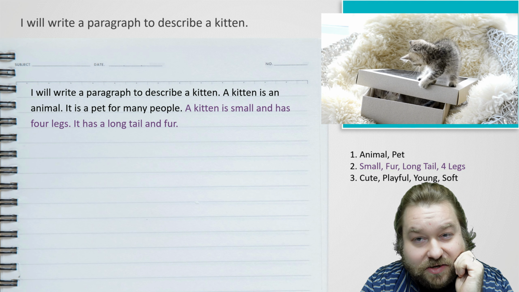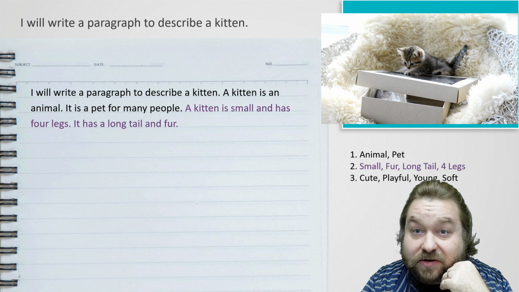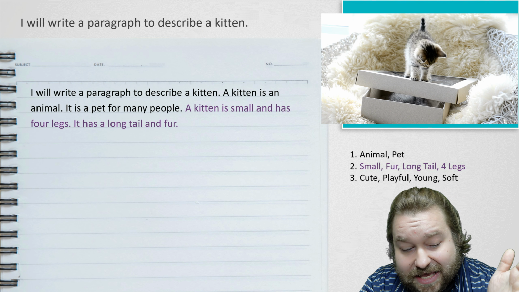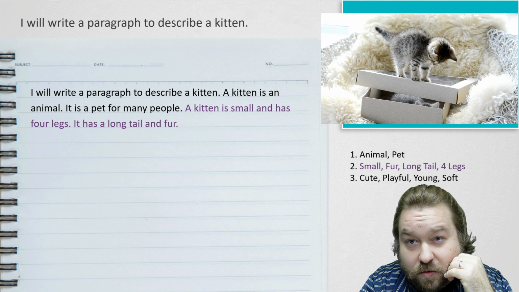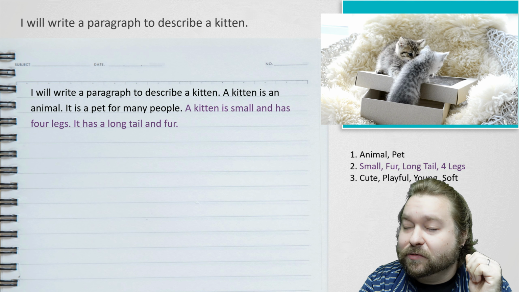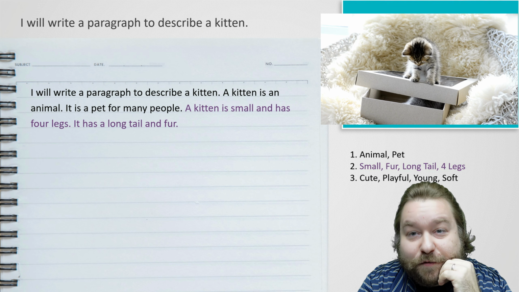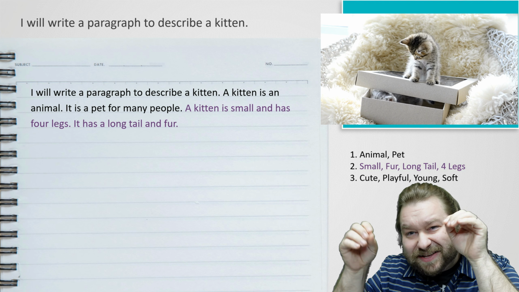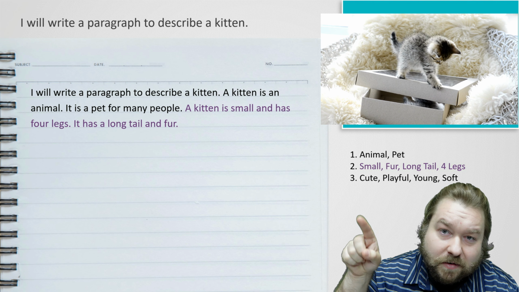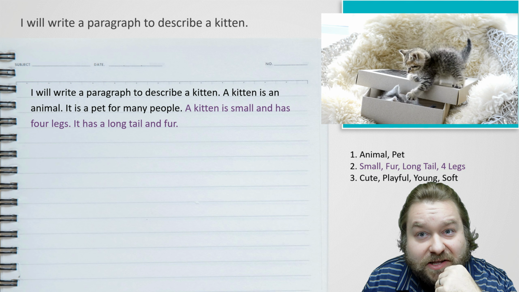Small and 4 legs go together, kind of, right? Long tail and fur, those seem to go together, so I made those into separate compound sentences. A kitten is small and has 4 legs. It, the pronoun again, has a long tail and fur. See, we're just fitting these descriptive details from our mind map into the paragraph. This really wasn't super hard yet, right?